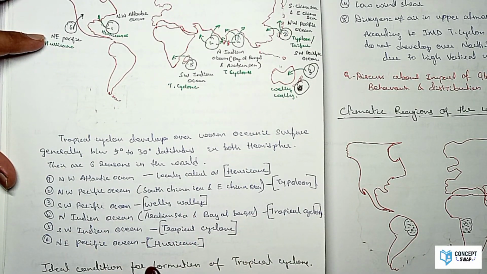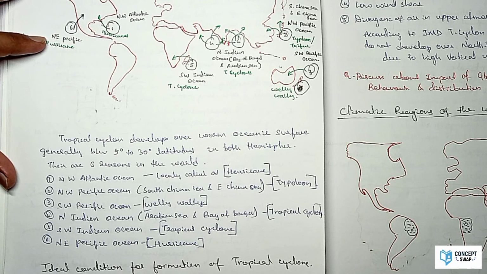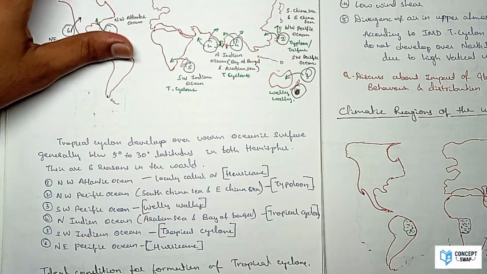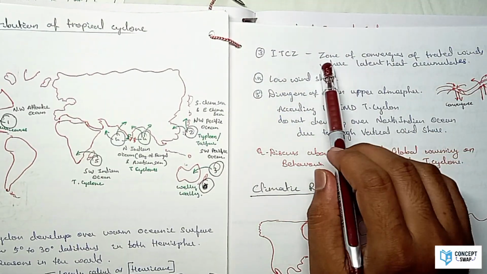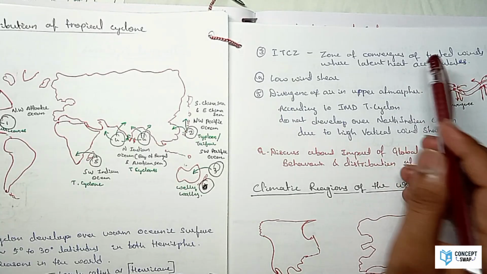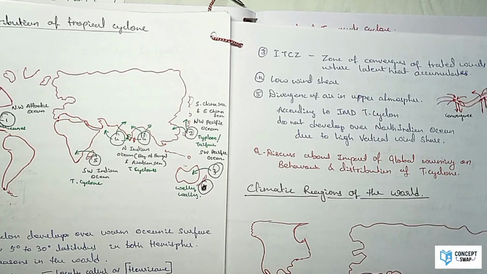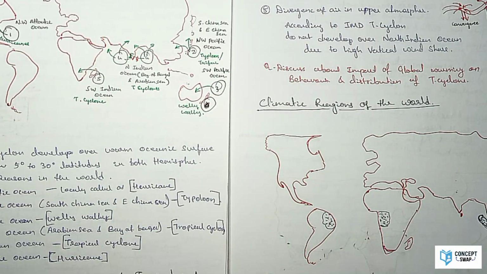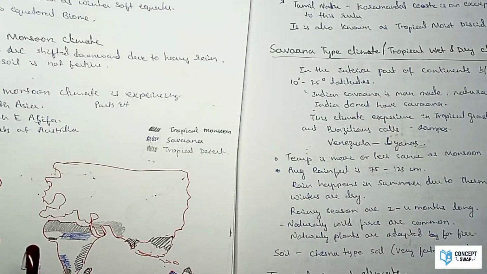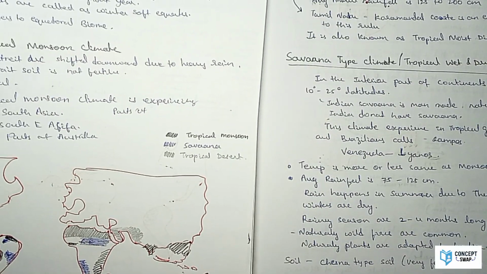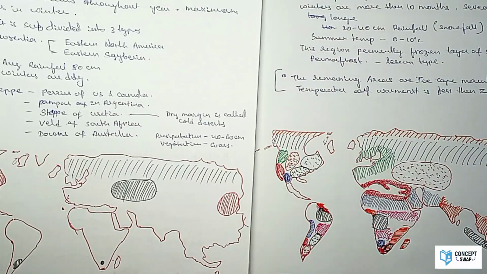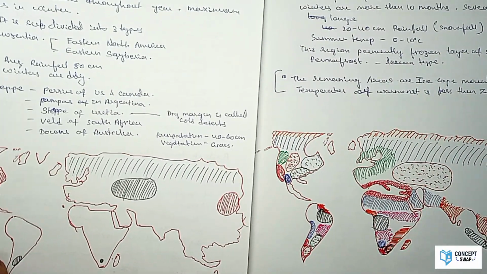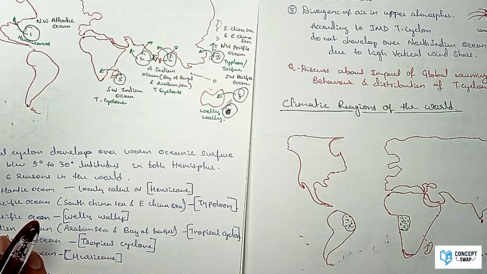You can make notes. And the ideal conditions for the formation of a tropical cyclone are a warm oceanic surface, the Coriolis force, the ITCZ, the most commonly wind, and latent heat. Yeah, I have discussed these already. Climatic regions of the world: it is the equatorial climatic region. Okay, tropical. Apart from the cyclone, there is nothing else. I think I discussed everything about cyclones.